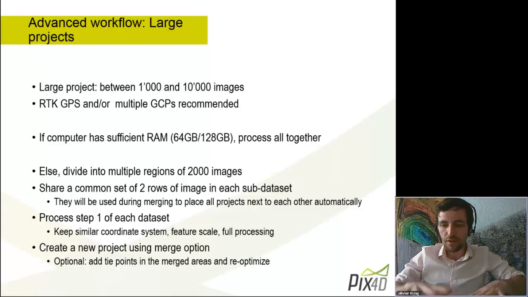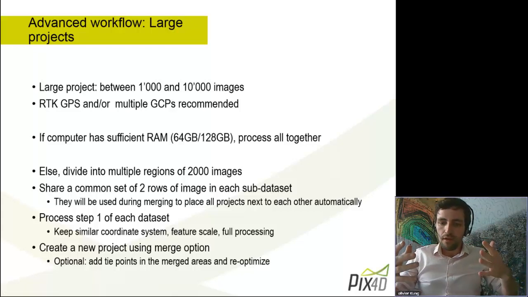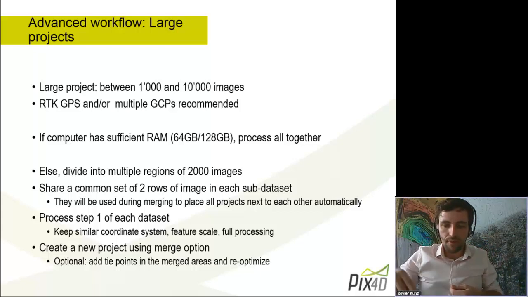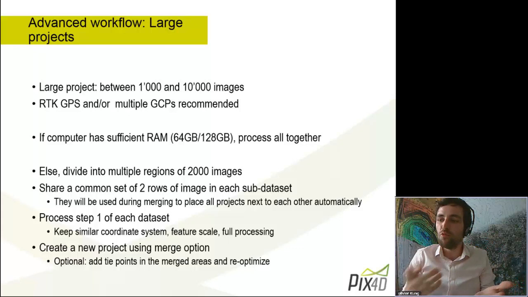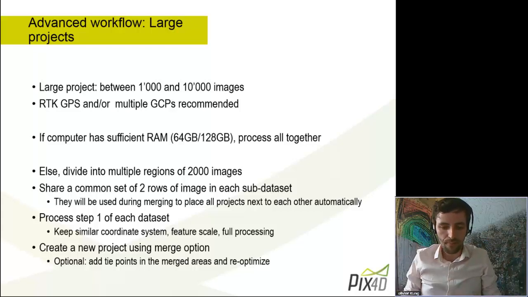After you have successfully processed all these different data sets, you will open Pix4Dmapper, and as I showed in one of the very early slides, when you have the wizard asking you to create a project, you will select create a new project using merge previous already computed projects. You will then select all of your projects together, and the software will recognize that there are similar images between all the data sets and will be able to align everything in one single project.